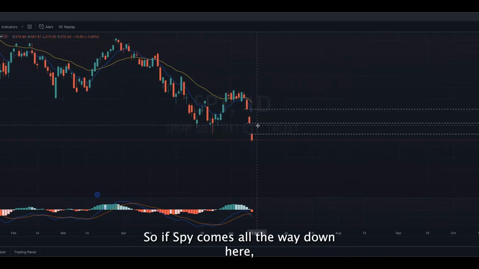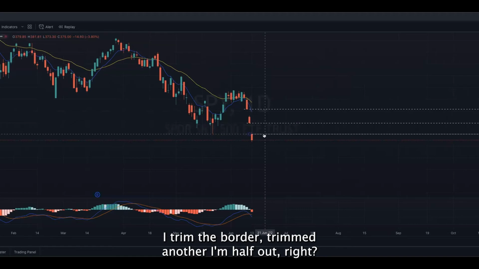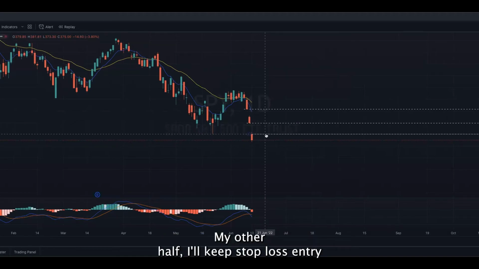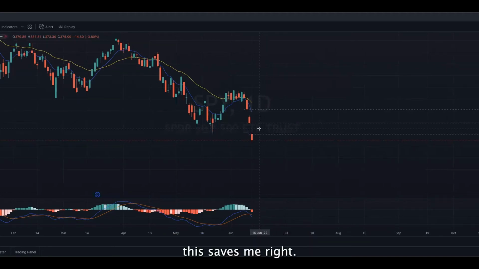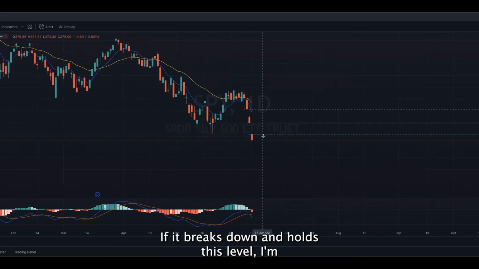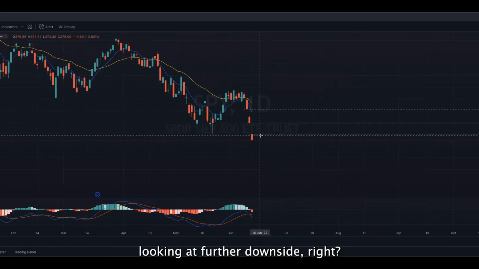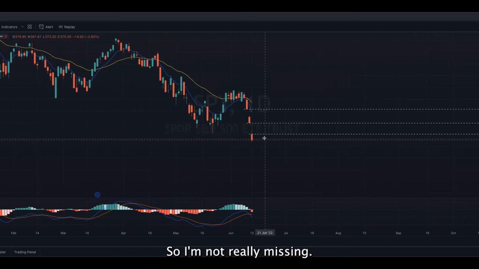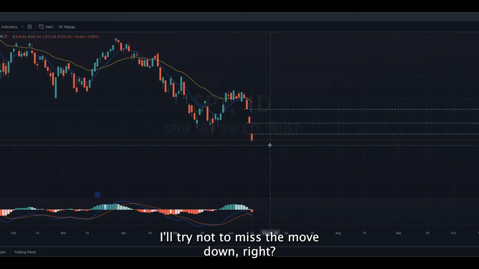So I'm half out here. If SPY comes all the way down here, I've trimmed a quarter, trimmed another, I'm half out, right? My other half, I'll keep the stop loss at entry. This saves me, right? I already secured profits. If it breaks down and holds this level, I'm looking for further downside, right? So I'll try not to miss the move down, right?